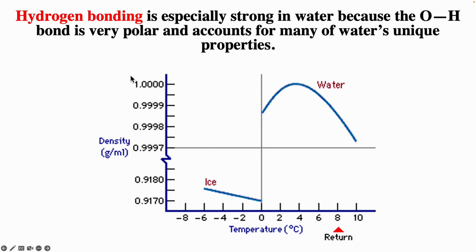Typically for a compound, the solid will be more dense than the liquid. But for water, the liquid is more dense than the solid. This is really important because in winter, this way the lakes will freeze on top, but not freeze throughout the lake. And so hydrogen bonding is why the liquid is more dense than the solid.